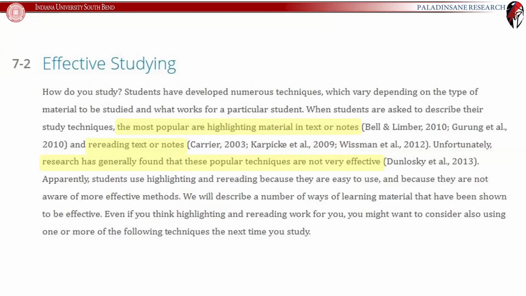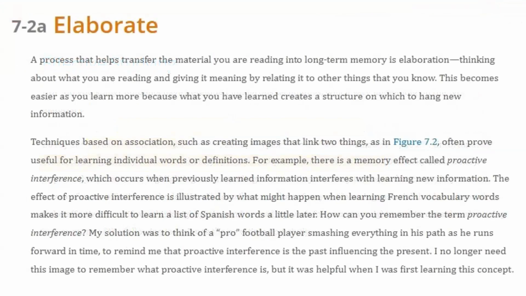So highlighting is not an effective technique to transfer that information into your mind so that you can get it later on during an exam or during a test. And rereading is also not that effective, and we are going to see why in just a moment. One of the reasons has to do with an idea called elaboration. And elaboration is a process that helps you transfer material that you read into long-term memory.